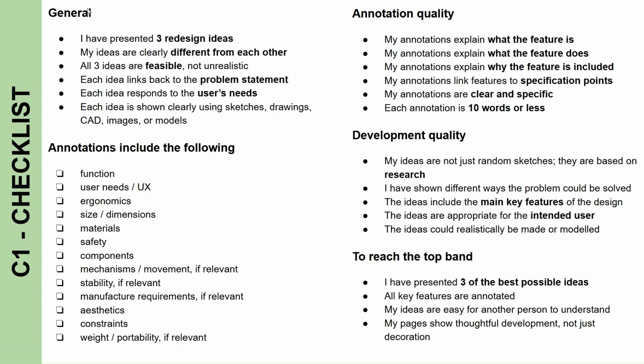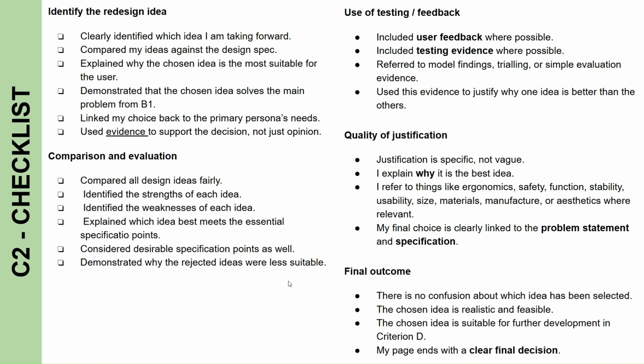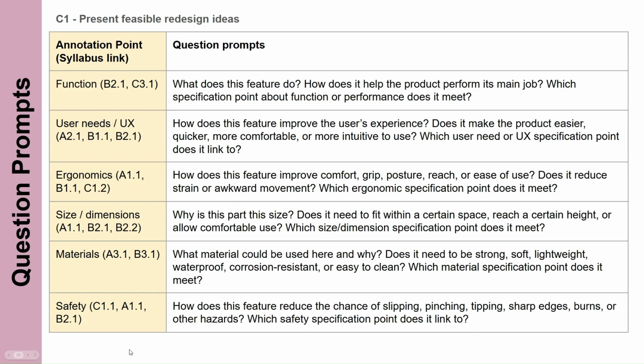So this is a checklist here for C1. I'm not going to read it. The Google slide is available, so you can go through that. Checklist for C2. Note that it would be important to include a little summary at the end of your C2. Just make sure you're specifying what design you're looking at, you're taking forward into Criterion D. So these are question prompts for your annotations. So these can be your annotation points.